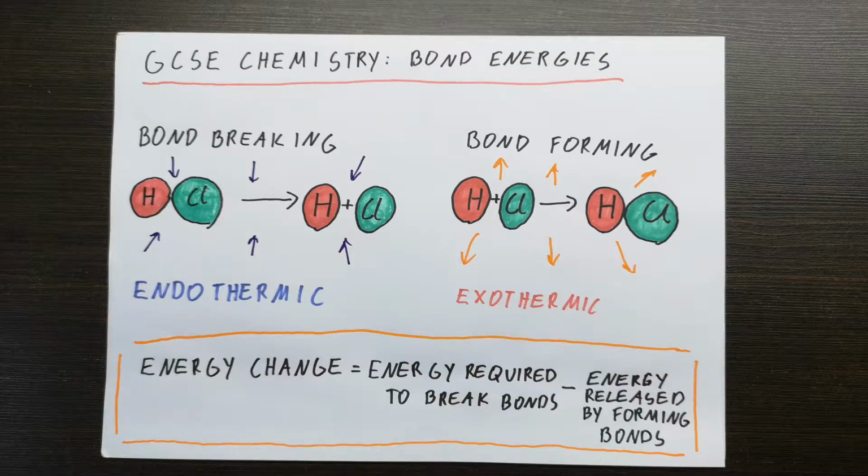Today we'll be looking at GCSE chemistry bond energies. Last time we did a chemistry video, we were talking a bit about the energy changes, how certain reactions release energy and therefore they're called exothermic, and certain reactions actually require energy input. They need to uptake some energy from their surroundings and therefore they are called endothermic reactions. We talked about that a bit last time, and now we will be going into why this happens.